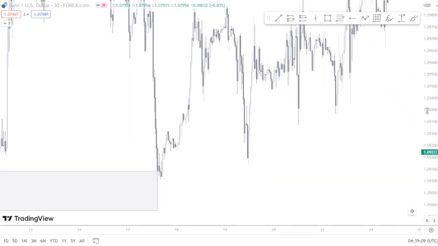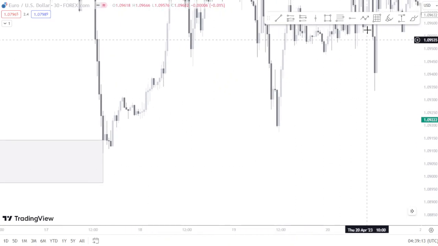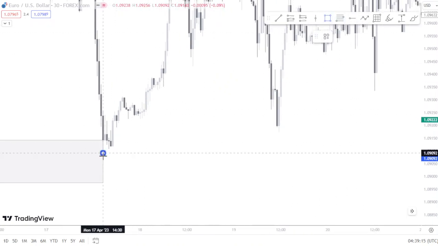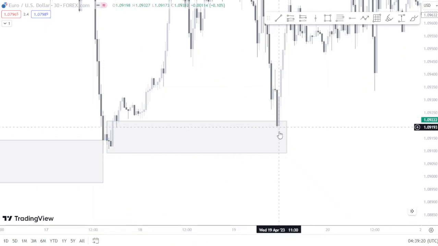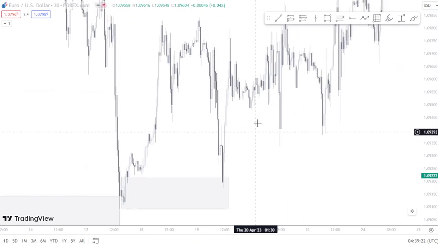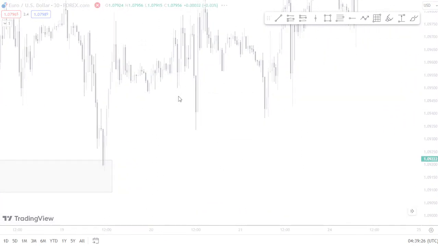So if we look at this, where do we have our supply zones? We have one over here, right? But we can see that that has been mitigated by this candle. Where do we have another one? Let me just go to the 4 hours and do this.